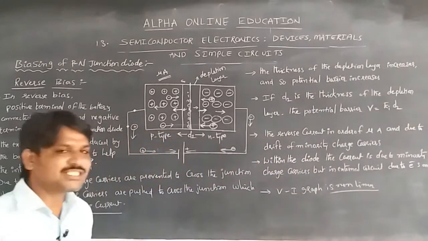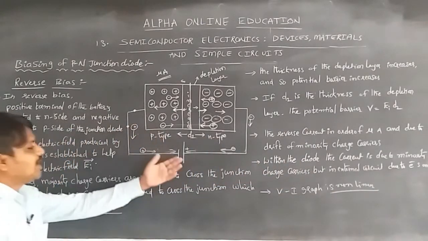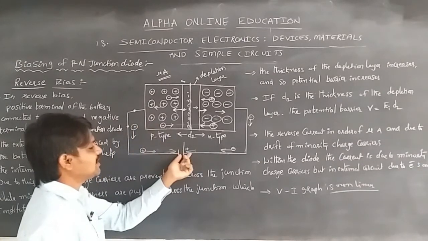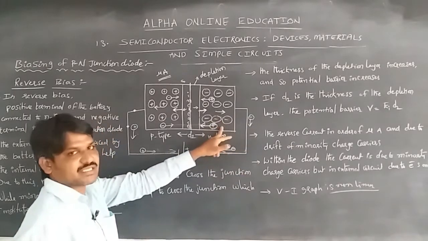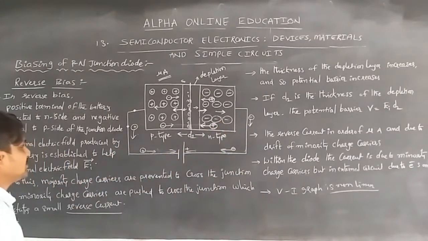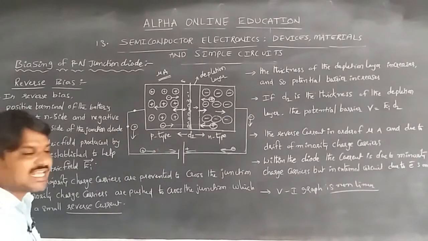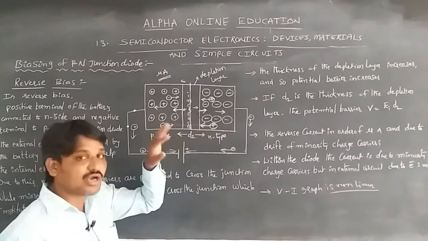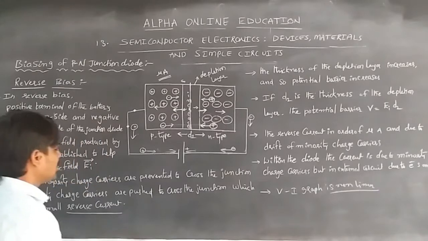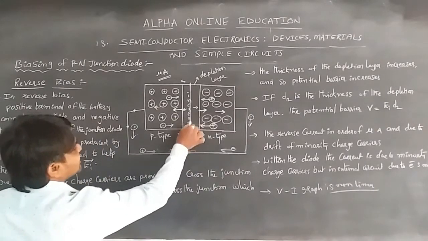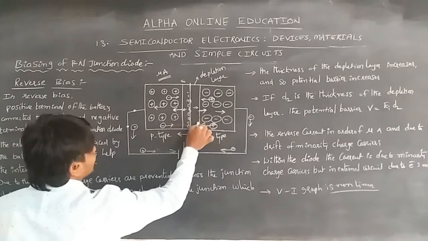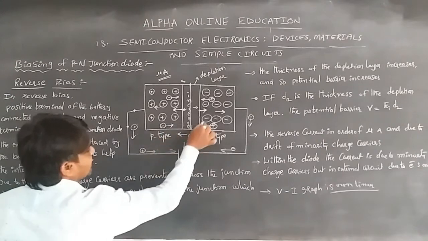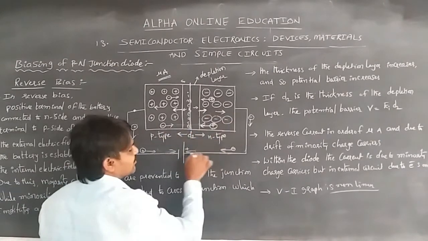Once again, reverse bias means the negative terminal of the battery is connected to the P side of a semiconductor, and the positive terminal of the battery is connected to the N side of a semiconductor. Then the connection is called reversely biased, so the external field is applied to help the internal field which is already present in the junction diode. So the majority charge carriers are prevented from crossing the junction, because the positive charge carriers move in this direction due to attraction between the positive and negative terminals, and the negative charge carriers, the electrons, move towards the positive terminal of the battery.